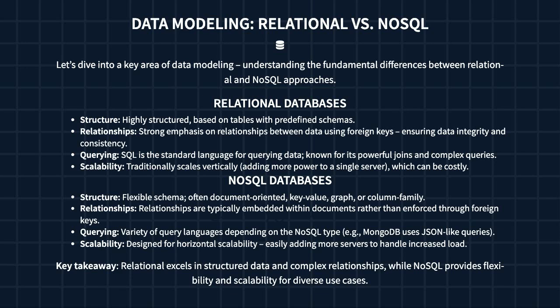Then there's NoSQL. This is where things get more flexible. Instead of rigid tables, you might store data in documents or key-value pairs. It's built to handle massive amounts of information and easily scales up, perfect for modern applications. Ultimately, the best choice depends on what you're building.